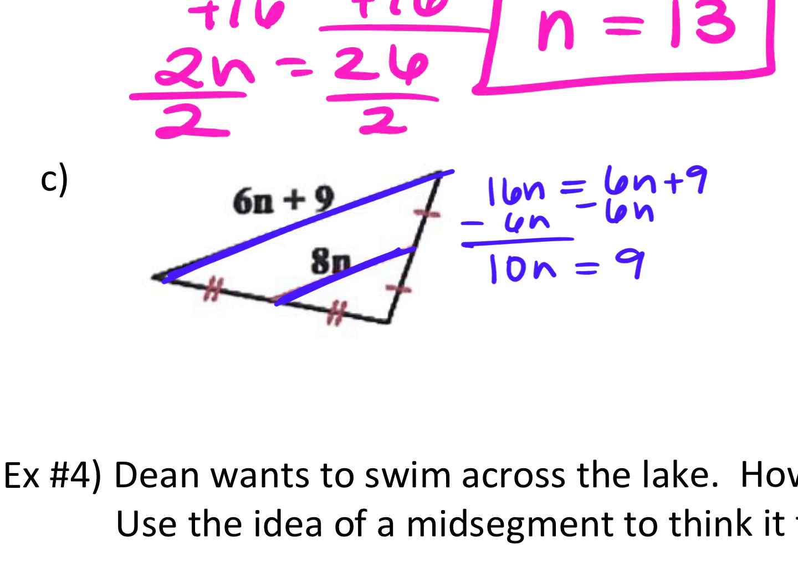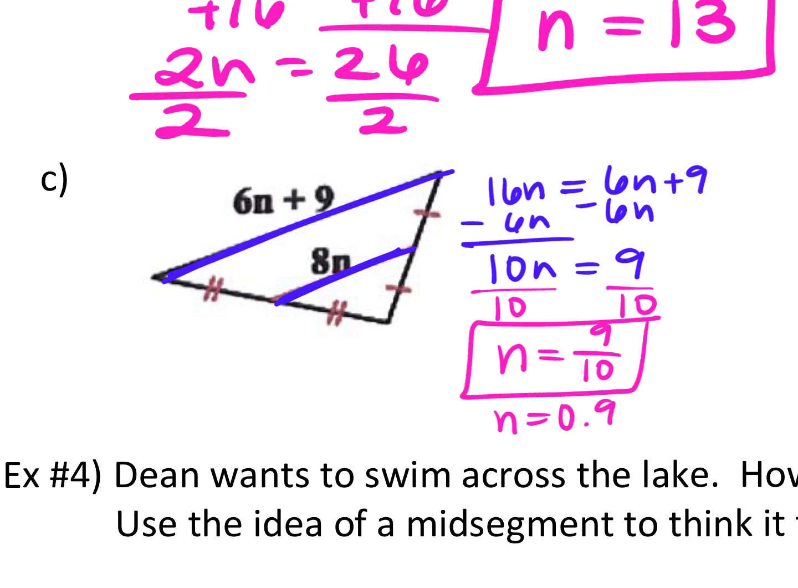A decimal or a fraction. What is it? 9 over 10, right? So many people mix this up when it's dividing and making a fraction. Don't divide by the 9, divide by the 10. So n is 9/10, or you could say n is 0.9. I think I would do the fraction, but if you do the decimal, it's not wrong.